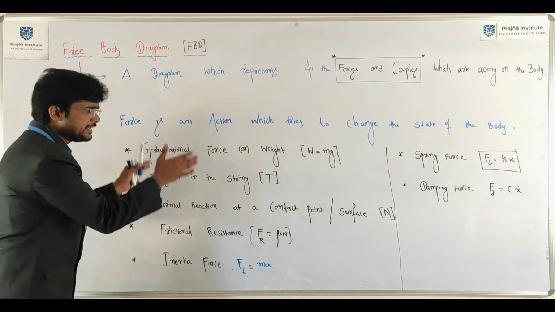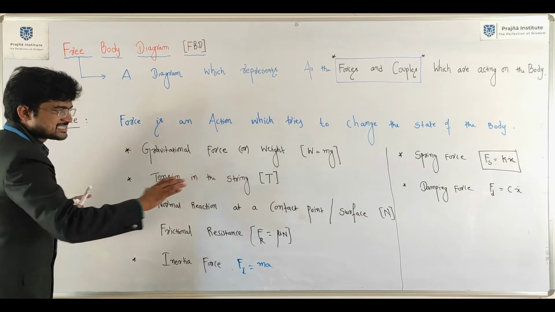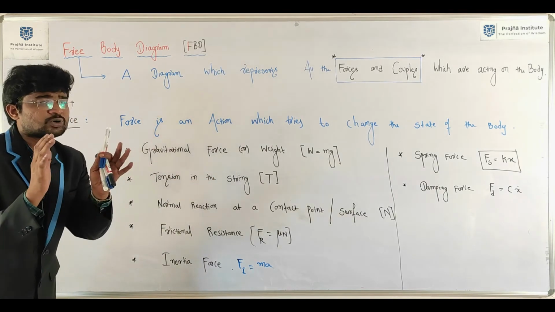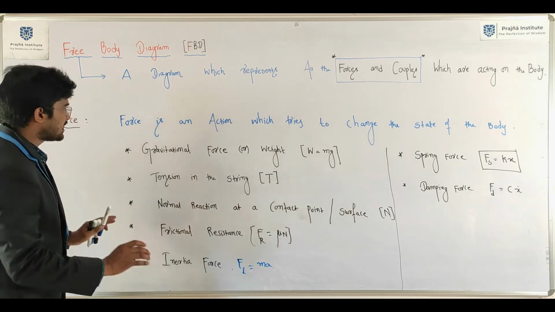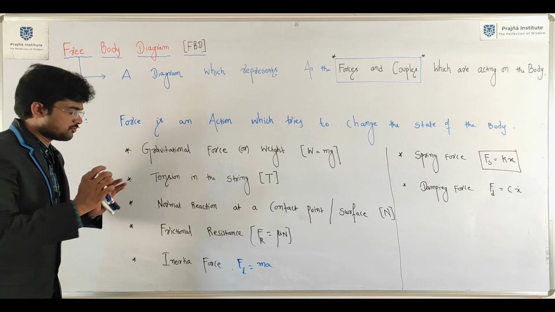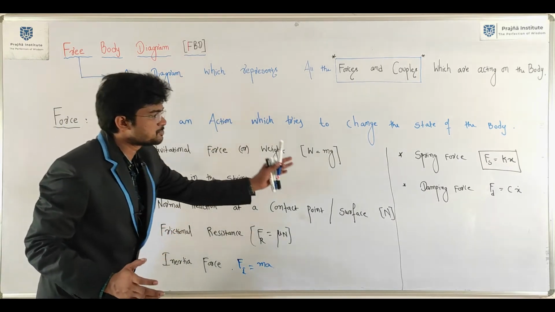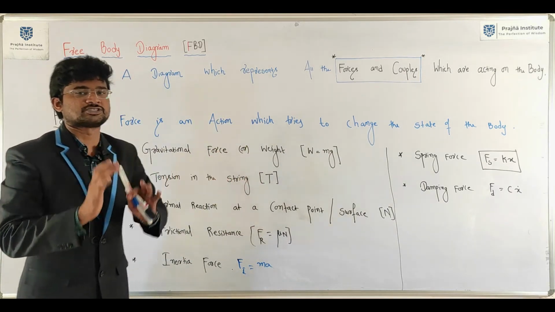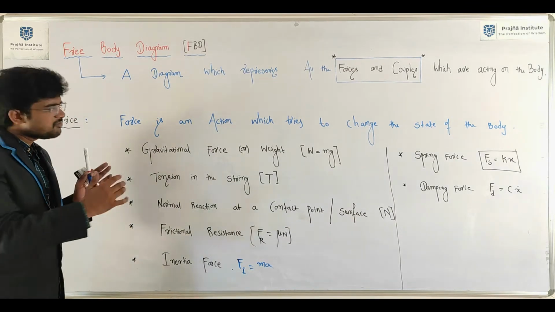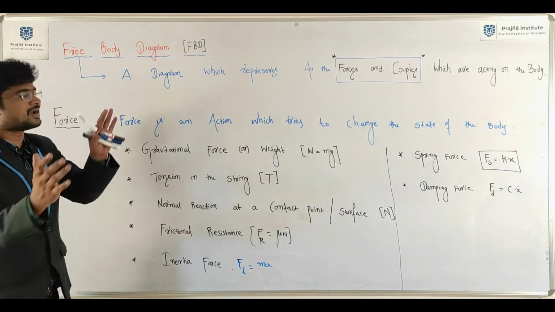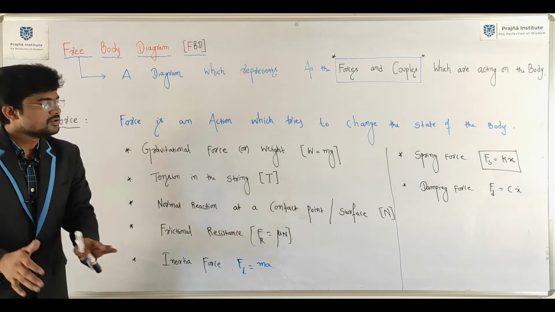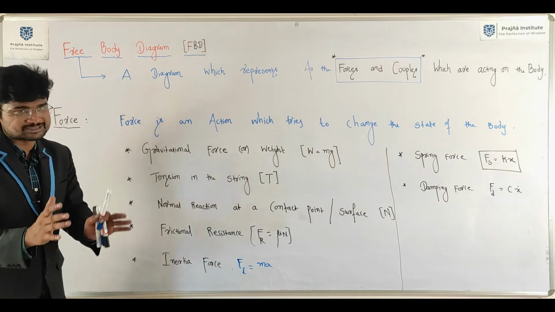First look into what forces we need to represent in the free body diagram. After that, you will go deeper. This is the list for total engineering mechanics and your total design. You need to focus on gravitational force, tension, normal reaction, frictional resistance, inertia, spring force and damping force. This is all about force. I will give you one table regarding forces and directions. First look into the names of the forces.